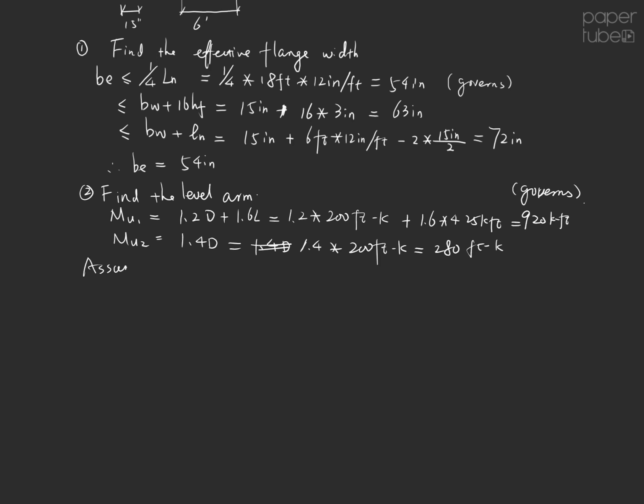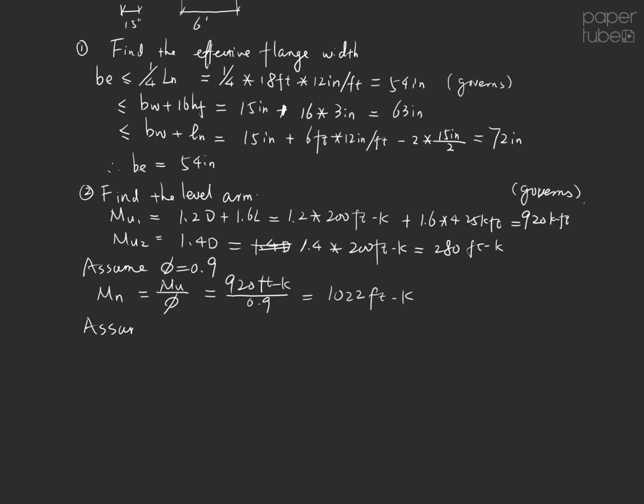We assume your phi is equal to 0.9, therefore Mn is equal to Mu divided by phi, that is 920 kip-feet divided by 0.9, that is 1022 kip-feet. That is the moment that your beam has to take. Okay?